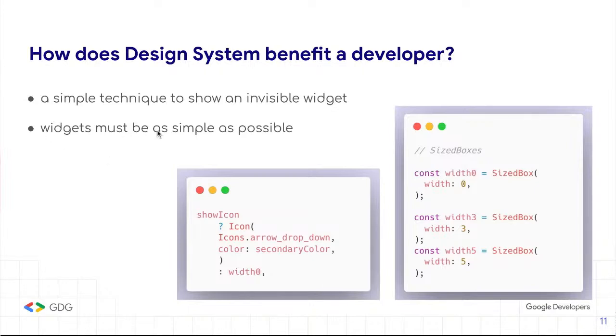And widgets must be as simple as possible. And also the constant names must be as simple as possible. So here, widgets must be as simple as possible, just like how I have the sized box widget with the width 0. So you don't have to complicate it. If you have a much simpler way of doing it, then that's even better.